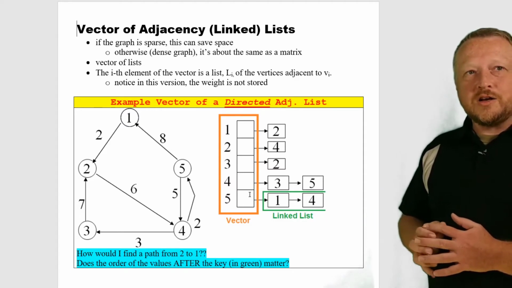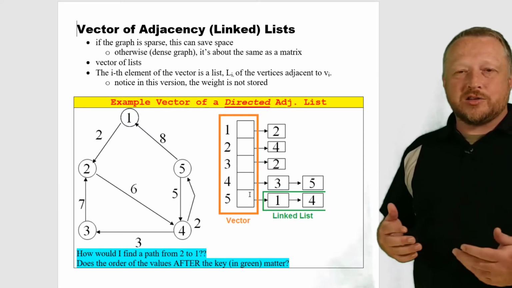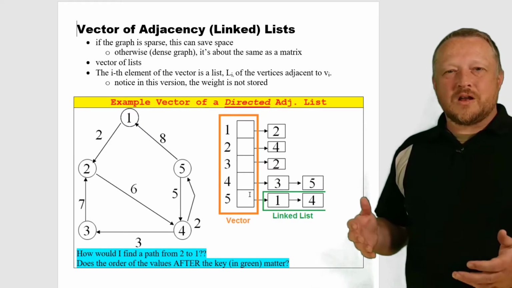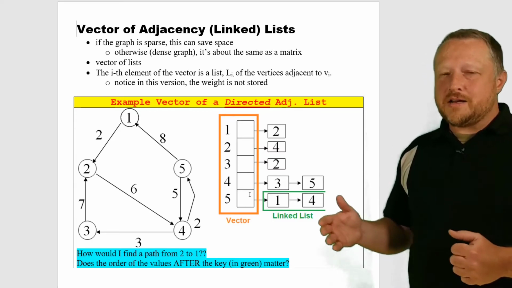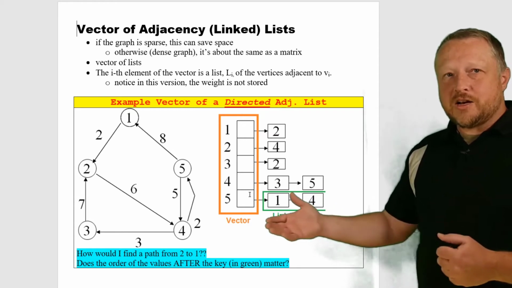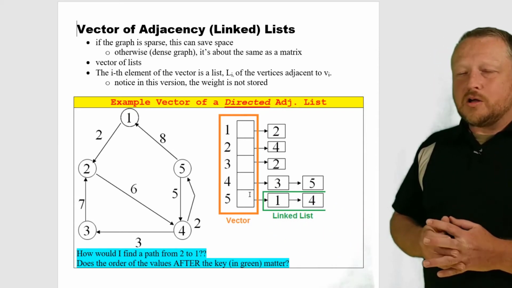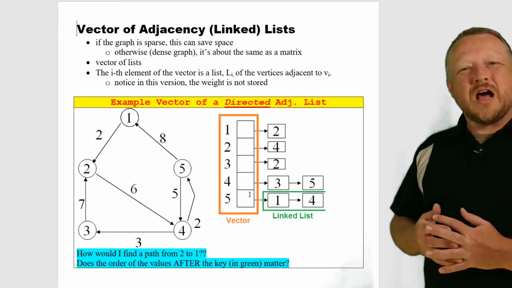Now, does the order of the values after the key in green matter? The answer is really no, but it's not a bad idea to have some type of order with it when you are adding your data to the linked list. And again, you guys know how to do that already. So while it's not mandatory, I would highly suggest it.